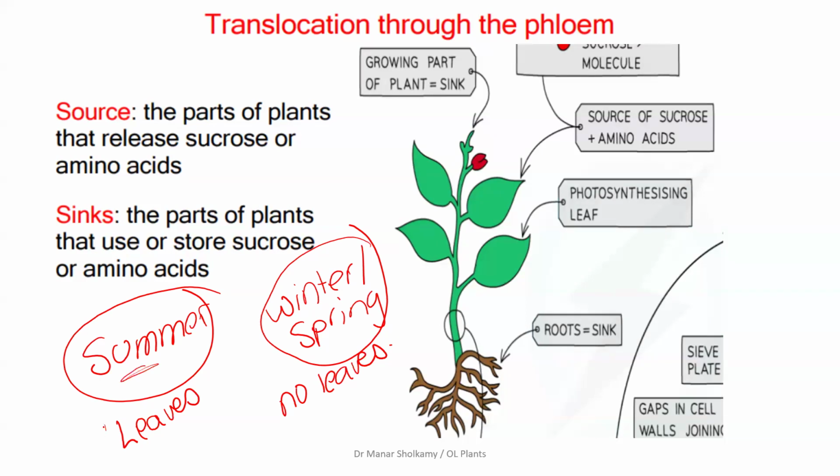In the summer, I have lots of leaves. So who is photosynthesizing in the plant? The leaves or the roots? In the summer, the leaves. Very good. So in the summer, the leaves are the source. In other words, the leaves are photosynthesizing and they are producing the sucrose and the amino acids.